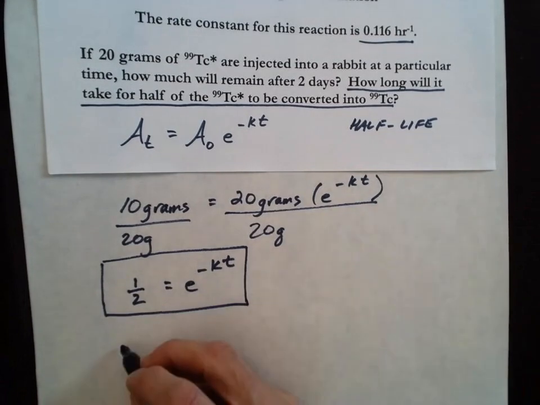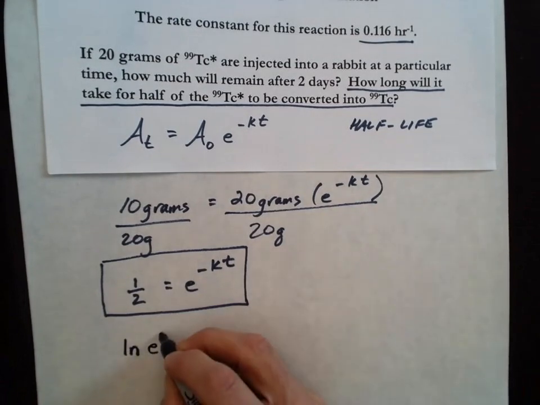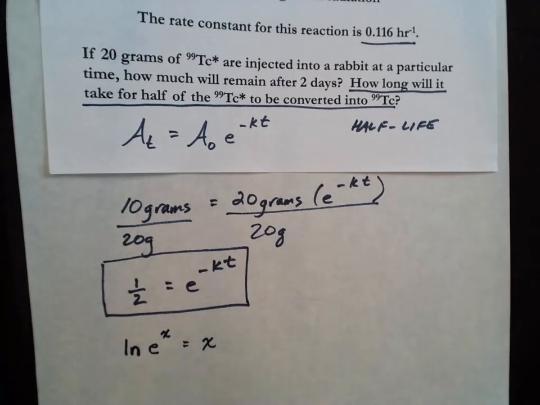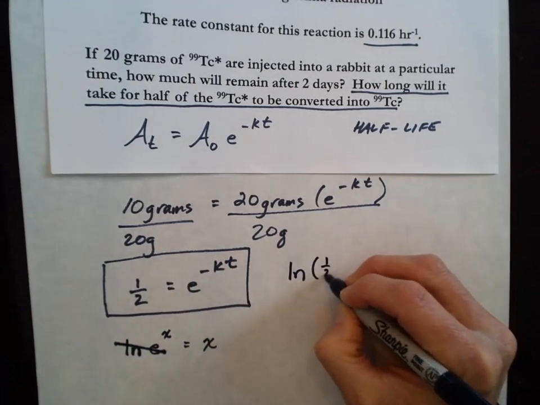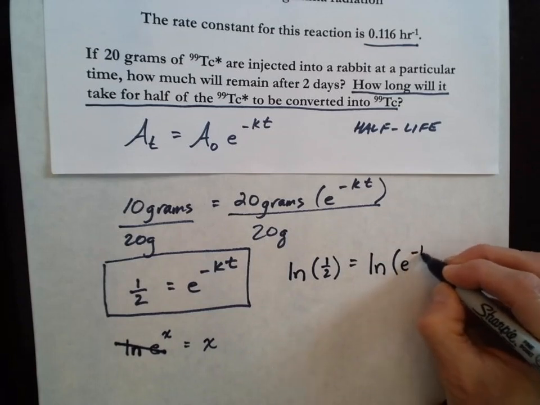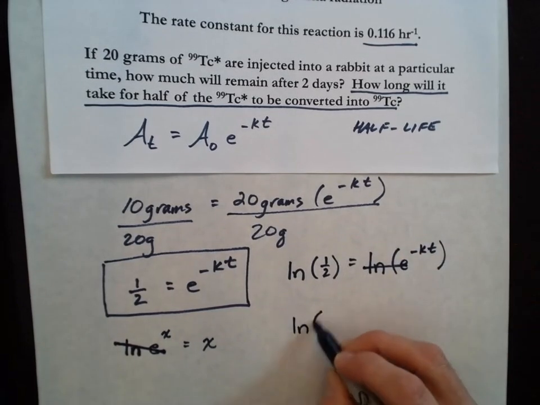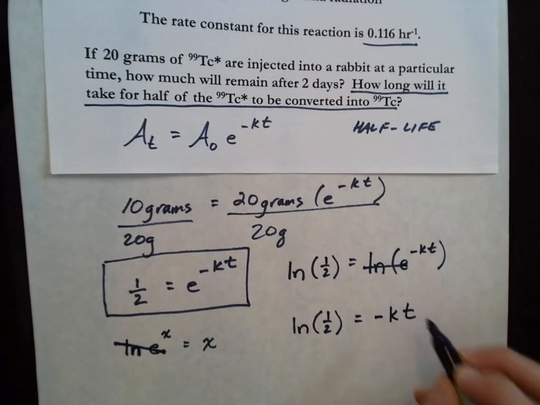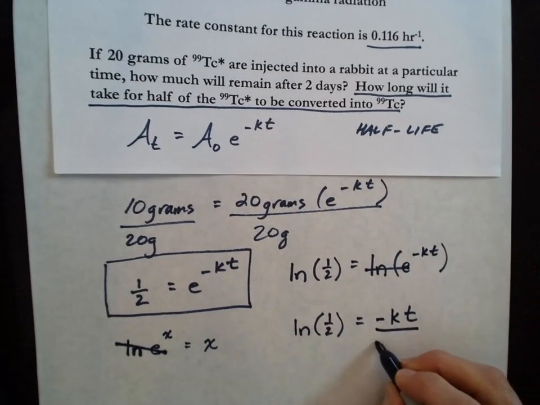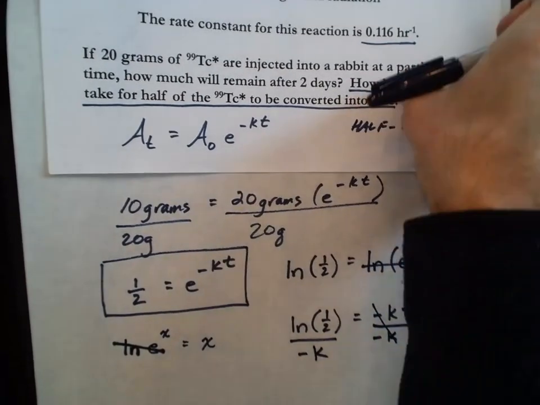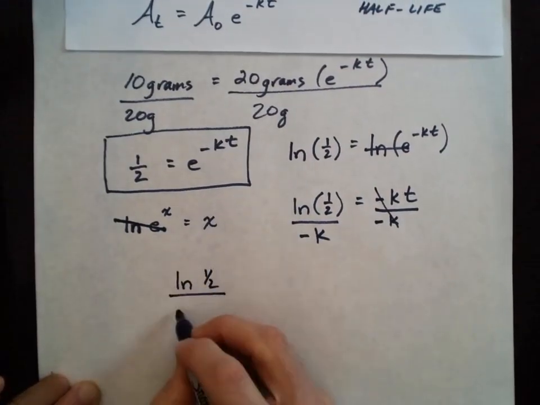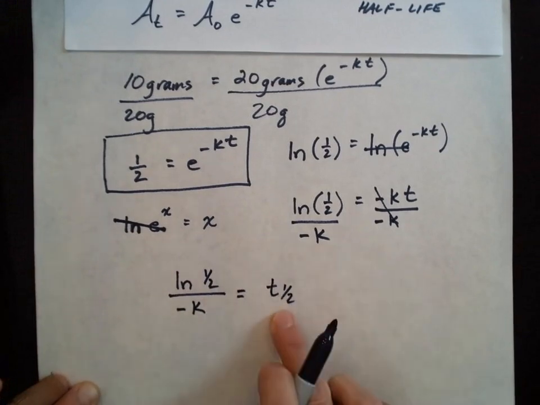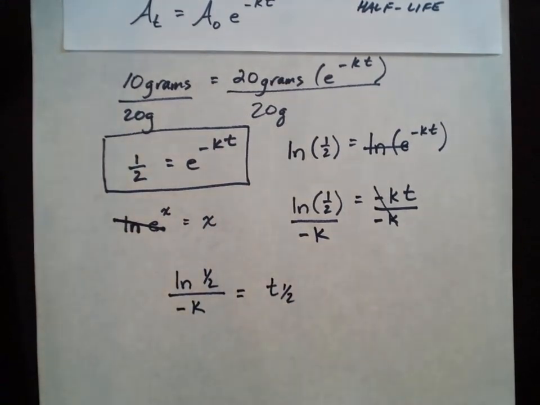There's a mathematical law that the natural log of e to the x is x. They're inverse functions. Because of this, the natural log cancels the e, and we're just left with the exponent. So I'll take the natural log of both sides of this equation. The natural log of 1/2 is equal to the natural log of e to the negative kt. These cancel, and I get the natural log of half is minus kt. Then it's easy to solve for the time. We're just going to divide by negative k, and we find a general expression for what's known as the half-life. The natural log of 1/2 over negative k is the half-life, the time it takes for half of the substance to decay away in a first-order process.